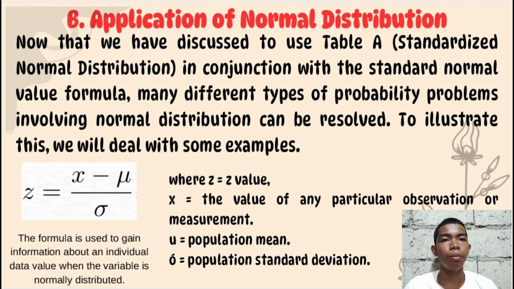B. Application of normal distribution. Now that we have discussed how to use Table A, the standard normal distribution, in conjunction with the standard normal value formula, many different types of probability problems involving the normal distribution can be resolved. To illustrate this, we will deal with some examples. z equals x minus mu over sigma, where z is the z value, x is the value of any particular observation or measurement, mu is the population mean, and sigma is the population standard deviation.